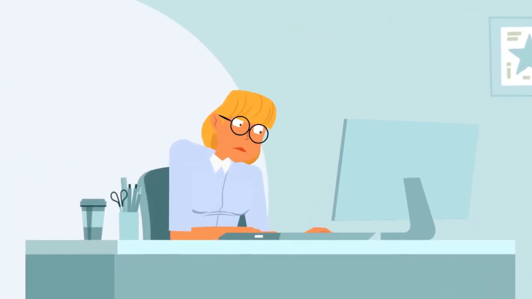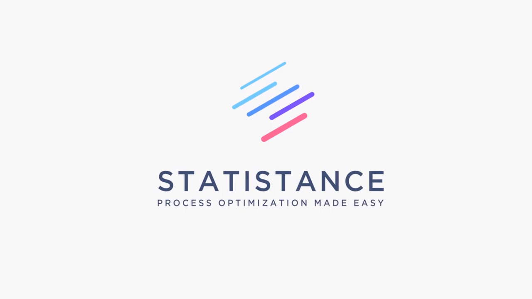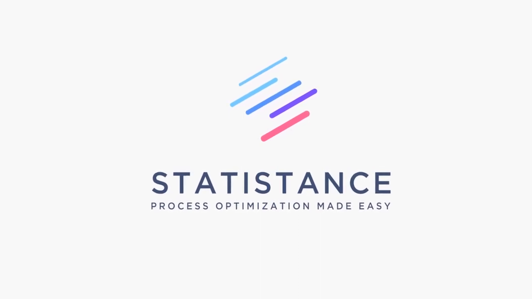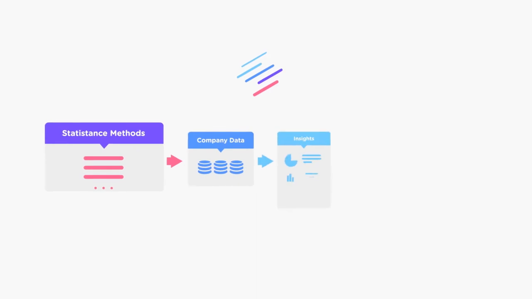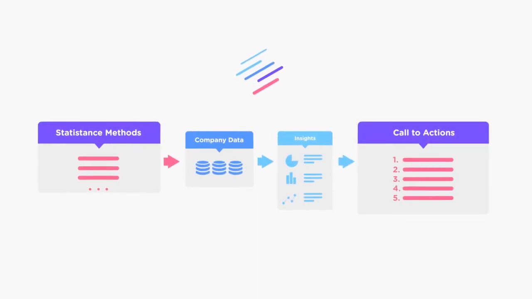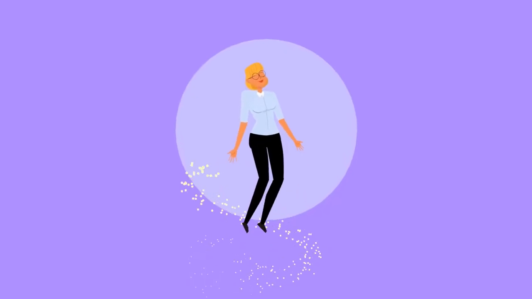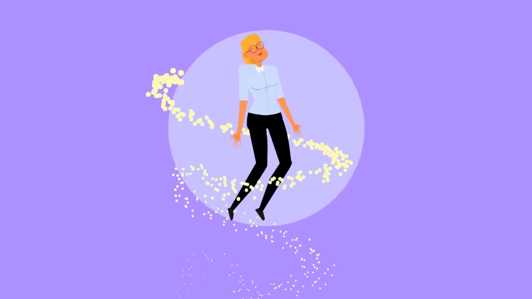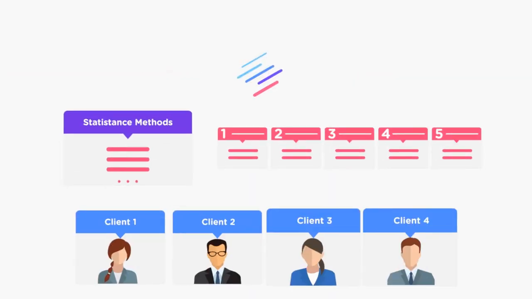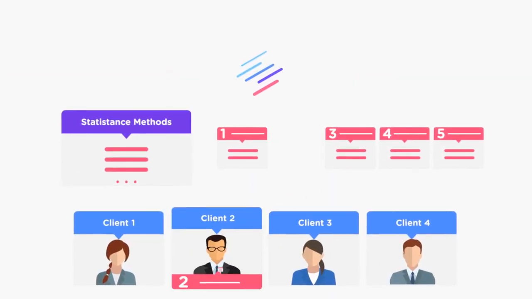Mrs. Adams searched the internet and found a company called Statistance. With Statistance, statistics can be easy. They use statistical methods to analyze data and create insights. This way, manufacturing processes are easily optimized. But how do they do it? Simple magic. Okay, almost. They identify the appropriate statistical method for your use case.